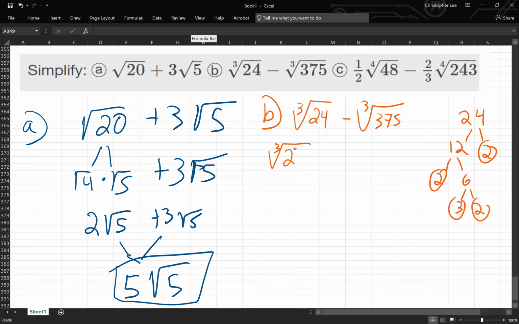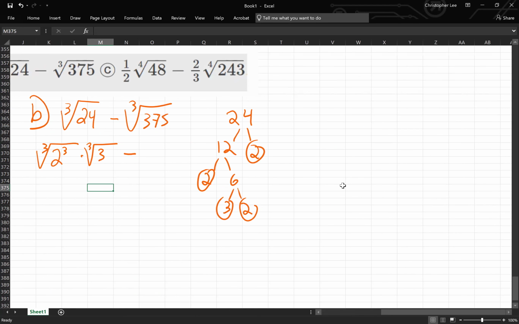of 2 to the third times cube root of 3 minus, and let's do the 375. All right, we know 25 goes into that. So how many quarters is 375? It's not 16, it's like 15 quarters, to get $3.75.